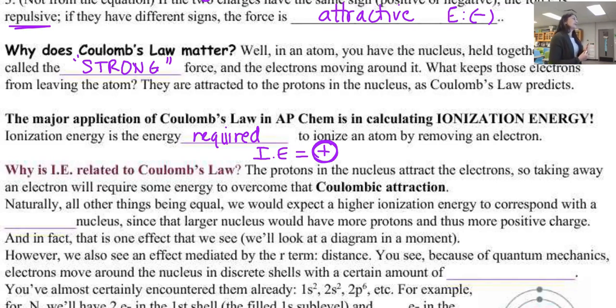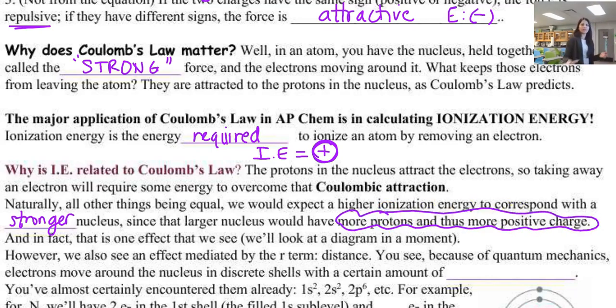Why is ionization energy related to Coulomb's law? The protons in the nucleus attract the electron, so taking away an electron is going to require some energy to overcome that attraction. Naturally, all other things being equal, we'd expect a higher ionization energy to correspond with a nucleus that is stronger or larger. We usually say stronger, because as far as size is concerned, nuclei are always pretty close in size, but the more protons you have, the stronger your nucleus is going to be. That larger nucleus would have more protons and thus more positive charge. So exactly what we said: more protons, more positive charge gives us a stronger nucleus.